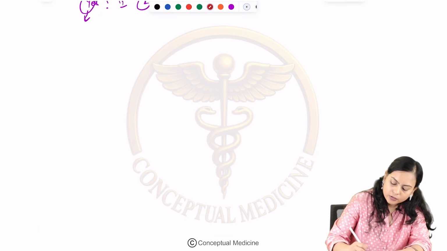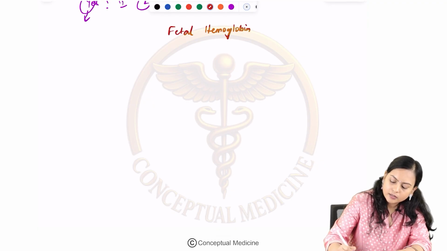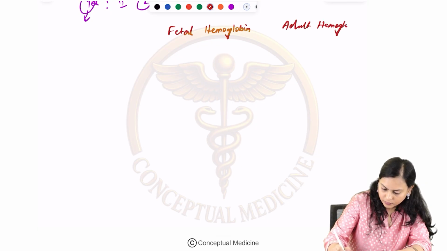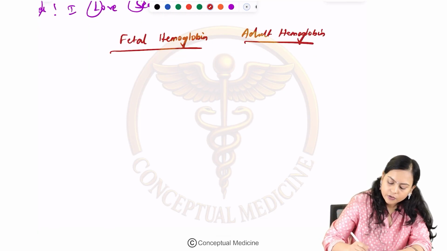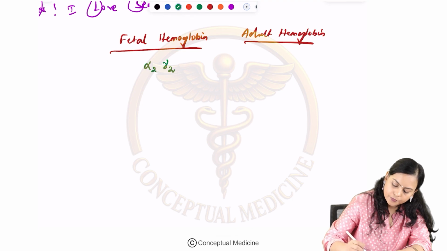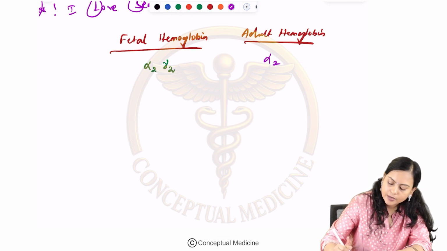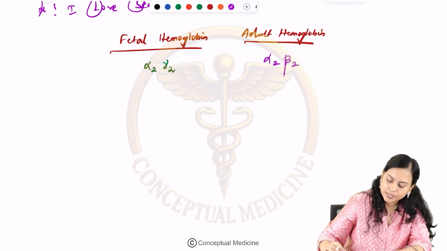You have to know the difference between fetal hemoglobin and adult hemoglobin. Fetal hemoglobin consists of two chains, namely alpha 2, gamma 2, whereas adult hemoglobin consists of two chains, namely alpha 2 and beta 2.